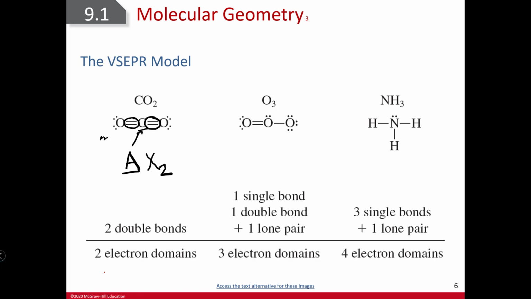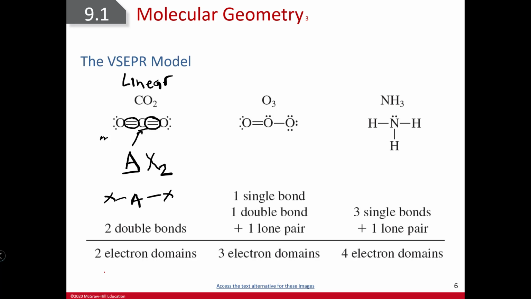And you go, why do I need to do this? Well, the next question is, how do you keep two things as far away from each other as possible? Well, you put an X on this side and an X on this side. And now you have the geometry and shape of carbon dioxide. It's linear. So that's where we're going with this. We now know that the geometry or shape of this molecule is linear.